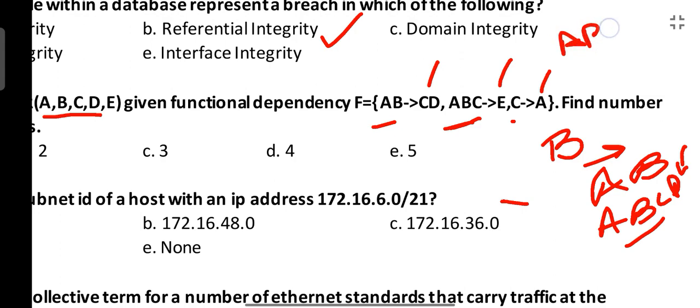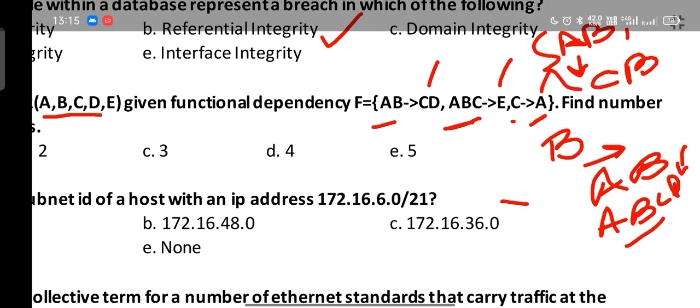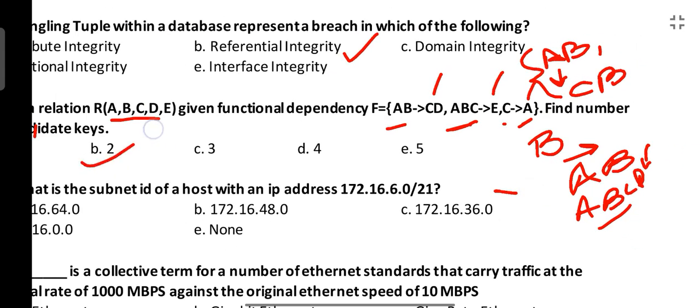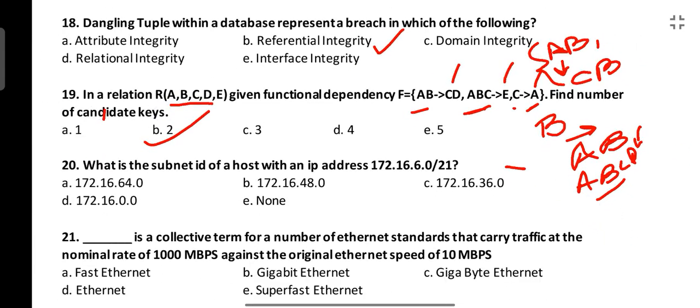Now we have started with B and added A, so we have to see whether A is present in the right hand side of any of the dependencies. Yes, A is present here. C can derive A, so we can replace A with C. Second is CB. Now, is C present in the right hand side? No, C is not present in the right hand side. So here we found our two candidate keys, AB and CB. So the answer is 2, option B. I hope this is clear.